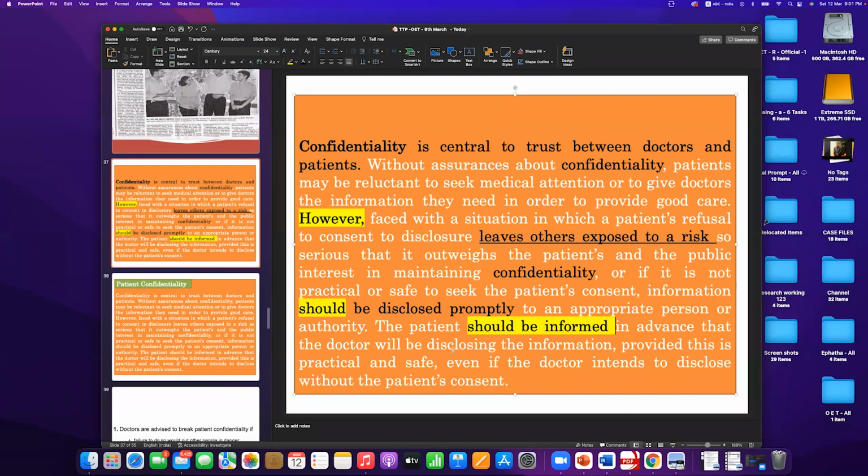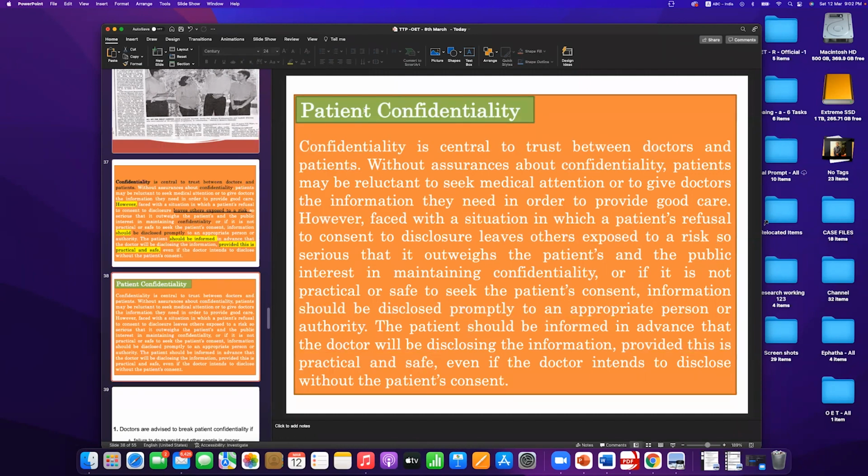In advance, the doctor will be disclosing the information, provided this is practical and safe. Provided, when should you inform? When it is practical and safe. Otherwise, what does it mean? You need not inform. Correct, no? Yes. So let's see.